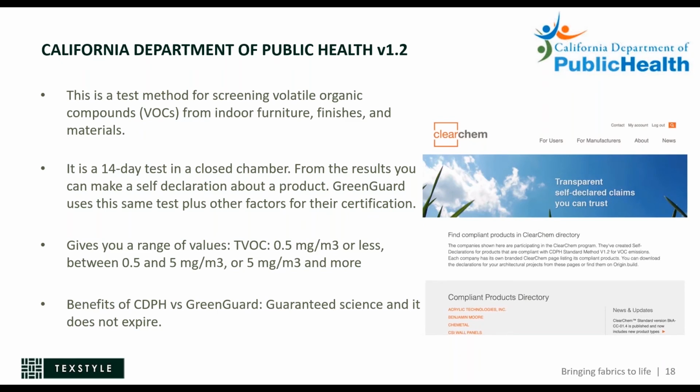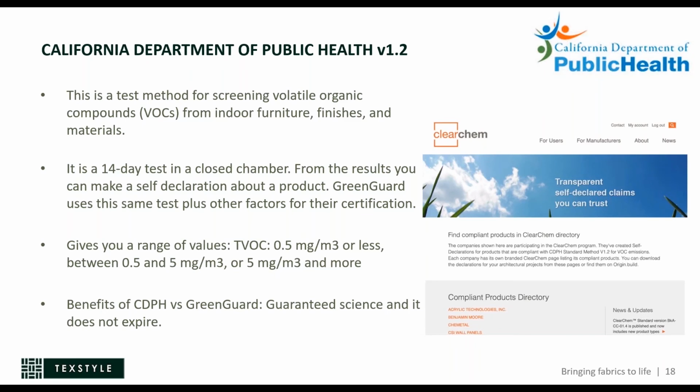But the one that they found out the most was the VOCs had a very direct impact on the health of the employees. And so they actually adapted a previous standard for VOCs and decided that everything needed to be tested. It's a 14-day test in a closed chamber. And GreenGuard's going to use the same test as the basis of their certification. But what they're going to do is they're going to give you a range of values. So it's called TVOC. Your total VOCs are 0.5 milligrams per meter cubed or less, between 0.5 and 5, or greater than 5 milligrams per meter cubed.